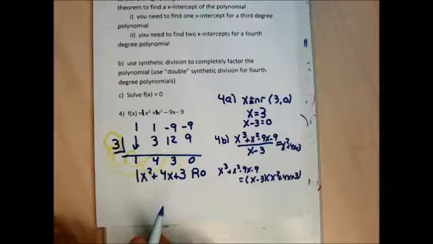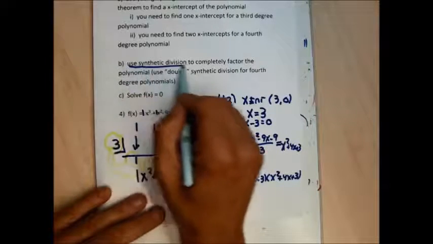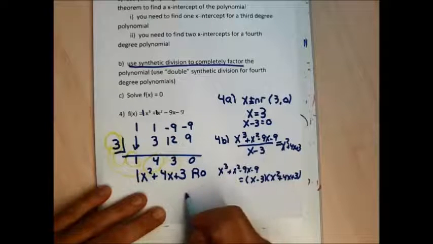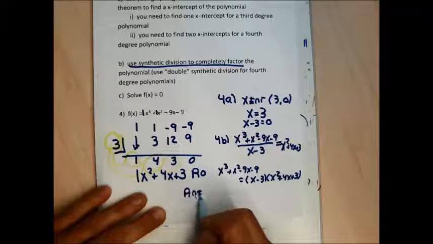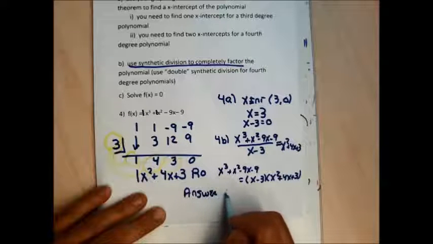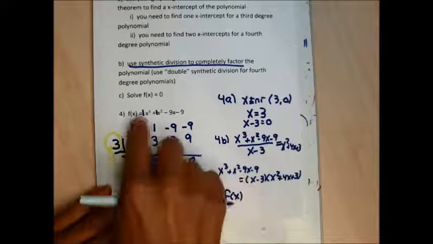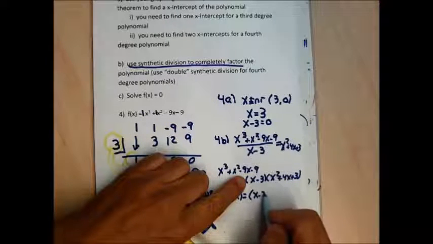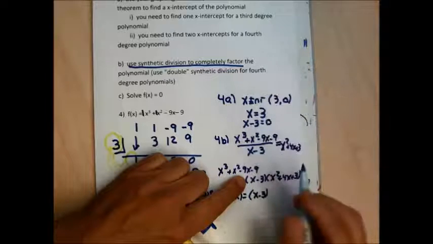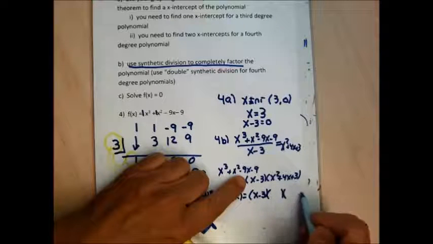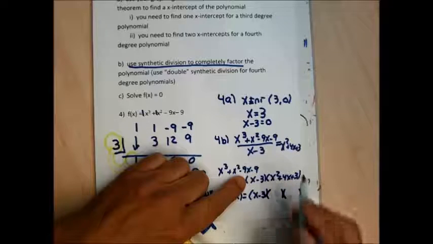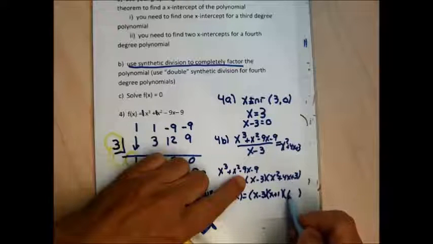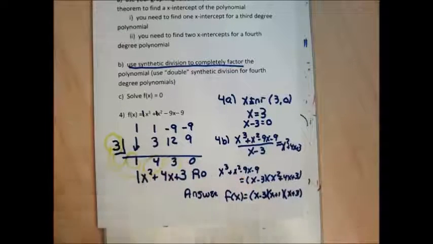To completely factor this polynomial, which I needed to do in part B, I need to take the answer to the synthetic division and factor it. So my answer for 4b is going to be that the polynomial f of x can factor into 3 parentheses. The first parenthesis is going to be an x minus 3. I got that from the x-intercept. The next 2 parentheses I get from the synthetic division. When I factor this down further, that factors into x plus 1 times x plus 3. So that would be considered completely factored.